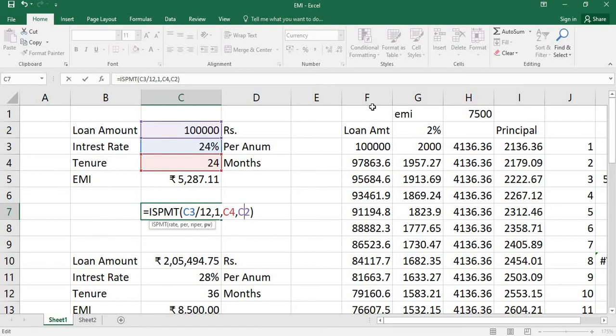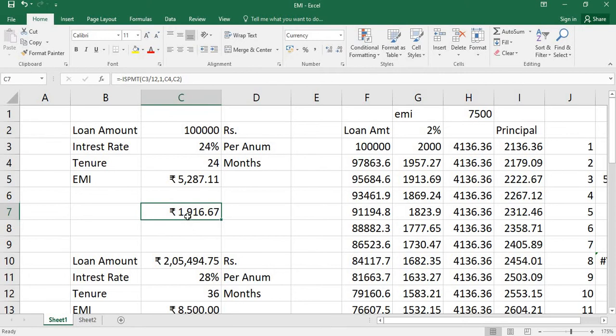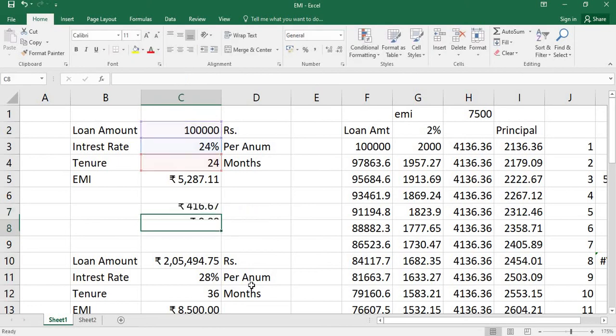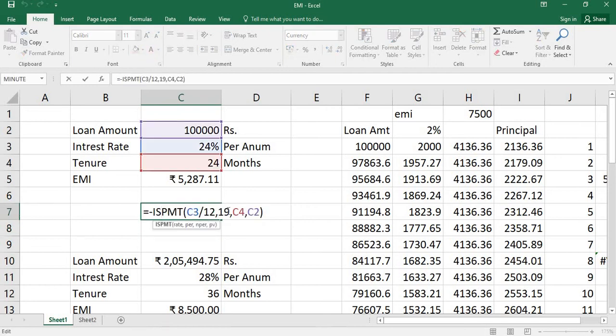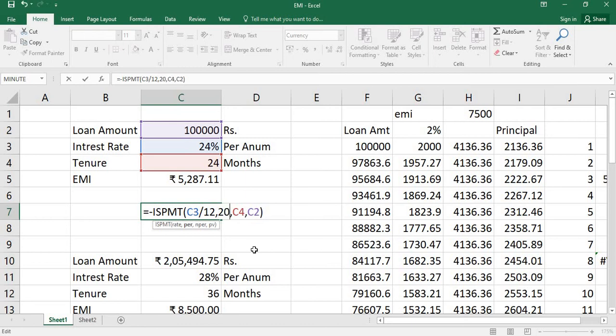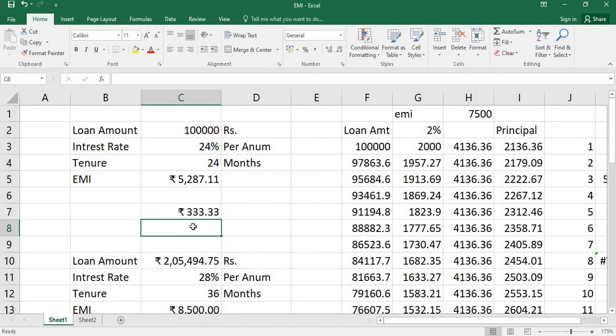PV is the loan amount. The interest the employee is paying in the first month is 1,916 rupees. Going to the 10th month, he is paying 1,166. At the 19th month, he is paying about 416 rupees interest, and the remaining amount will be principal. At the 23rd EMI, he is paying just 83 rupees interest, and the remaining amount will be principal. On the 20th EMI he is paying just 333 rupees interest, and the principal will be more.